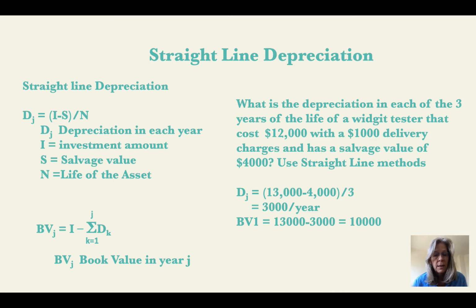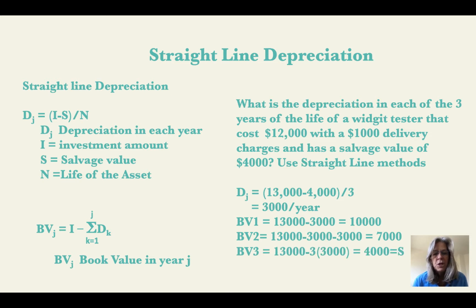If we then look at the book value in time period 1, we take the initial cost of 13,000 minus 1 year of depreciation, and now the book value is $10,000. The second year we take off another depreciation amount, and the book value is $7,000. For time period 3, we're going to take 3 depreciation years of $3,000 per year, and that means that the book value at the end of year 3 is $4,000, which is also equal to the salvage value.